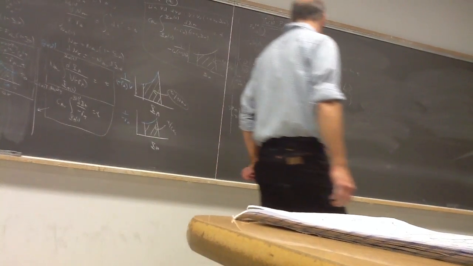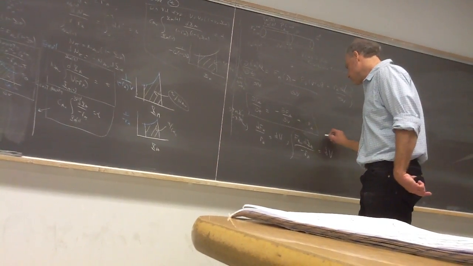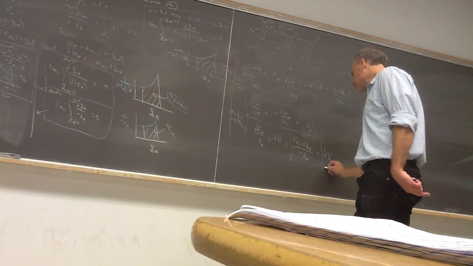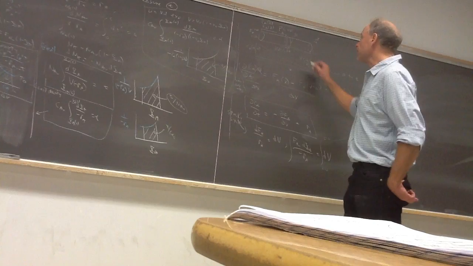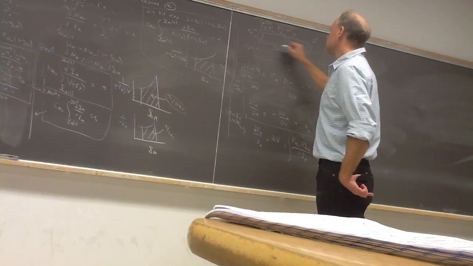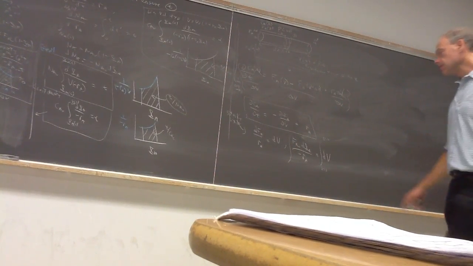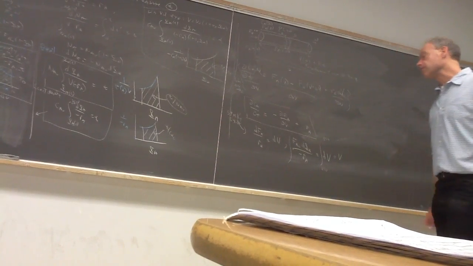And now I integrate this equation, from z equals 0 to z equals L, the length of the reactor. Let me finish the sentence first. So here I get the volume of the reactor, the total volume of the reactor.